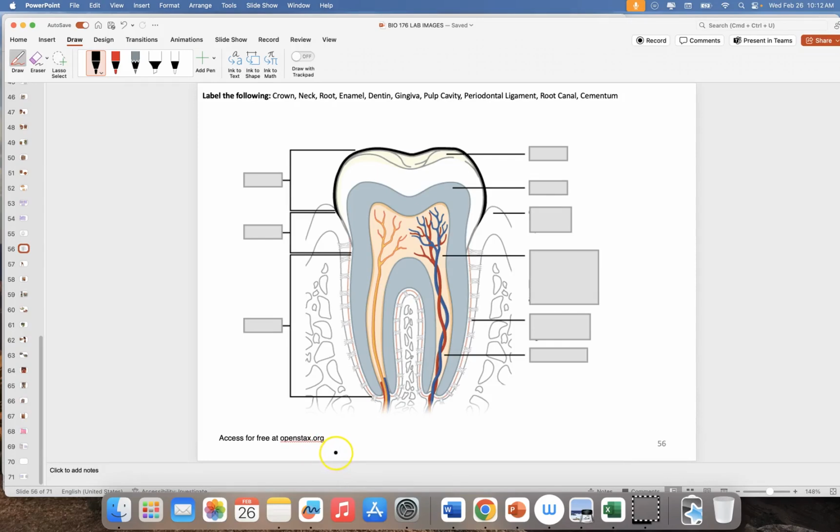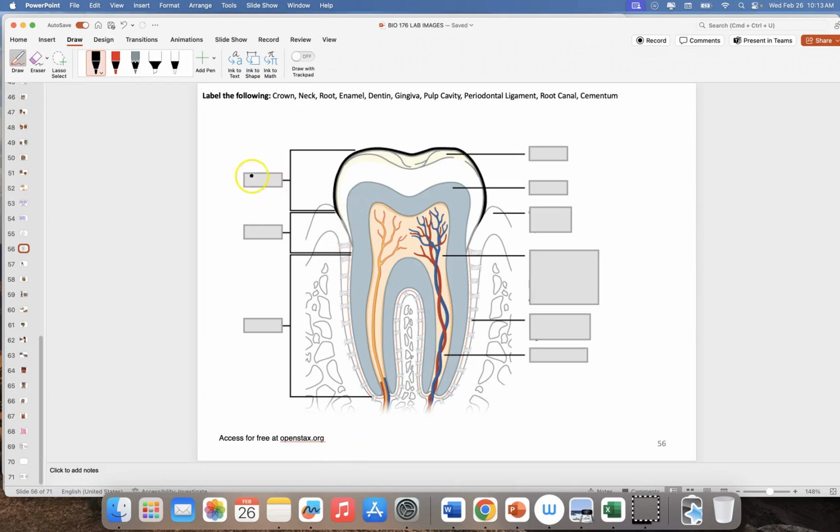We're going to use another figure from the Anatomy and Physiology OpenStax textbook to help us now with our tooth anatomy. We are going to combine this image with the model of the tooth that we have available to us in lab. But the nice thing about this image is that it does provide us with a little bit more detail.